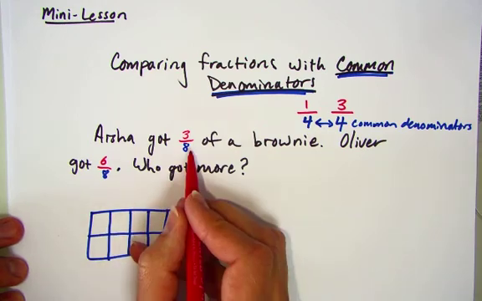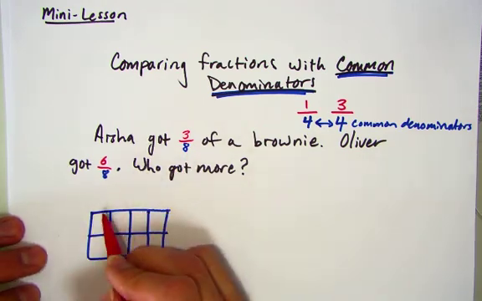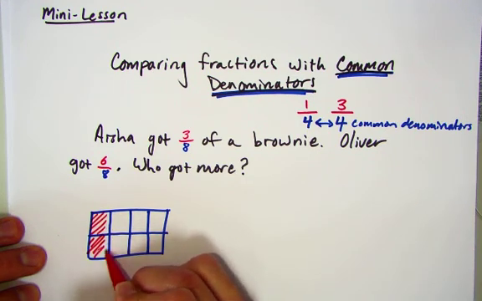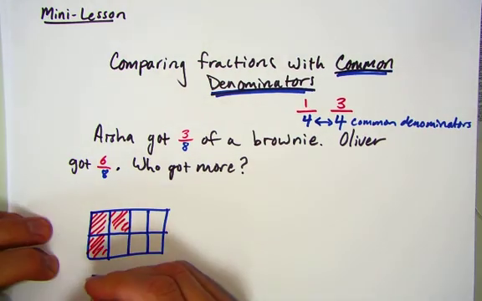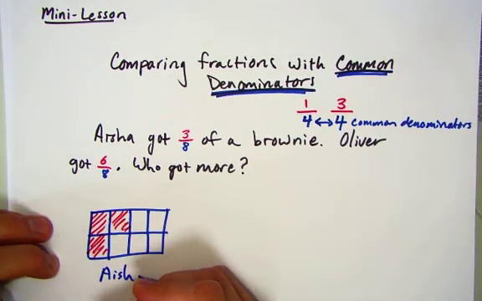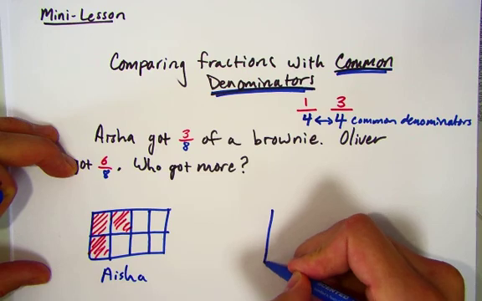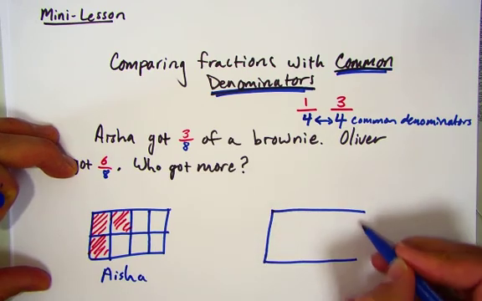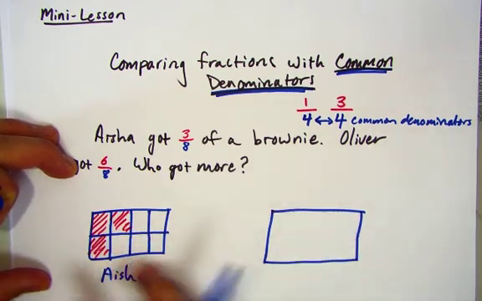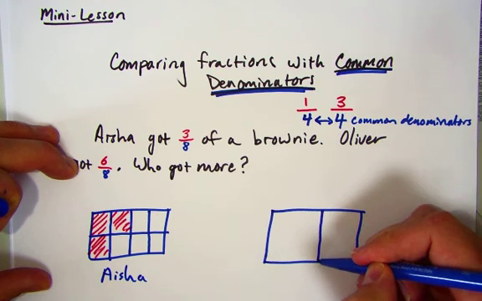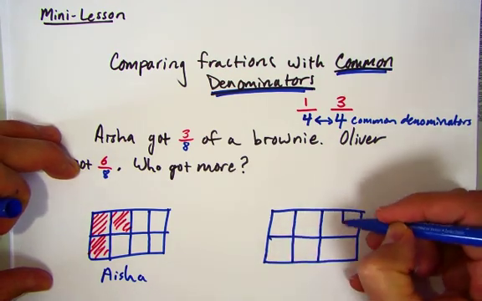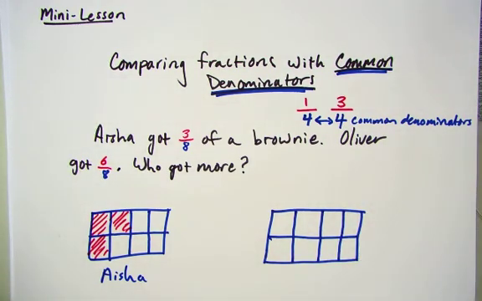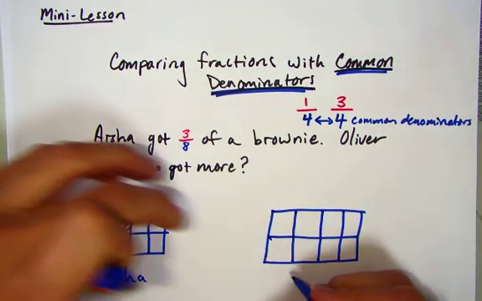Okay, let's continue the drawing. Let's shade 3/8 here. 1, 2, and 3. And this is Aisha's brownie. Now let's draw Oliver's. They should be exactly the same, but I always run into the difficulty of making them exactly the same when drawing freehand. All right, now 6/8 for Oliver.